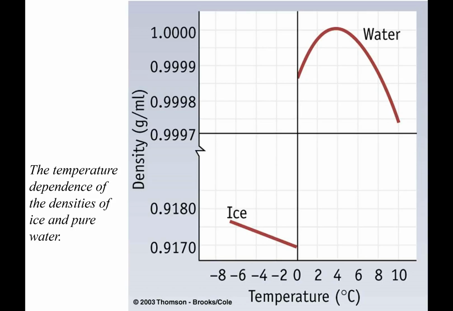So since the density of ice is less than the density of liquid water, that's why ice floats on liquid water.